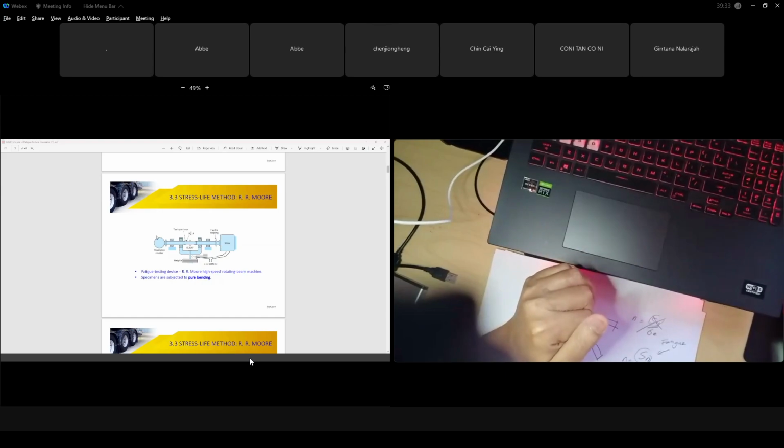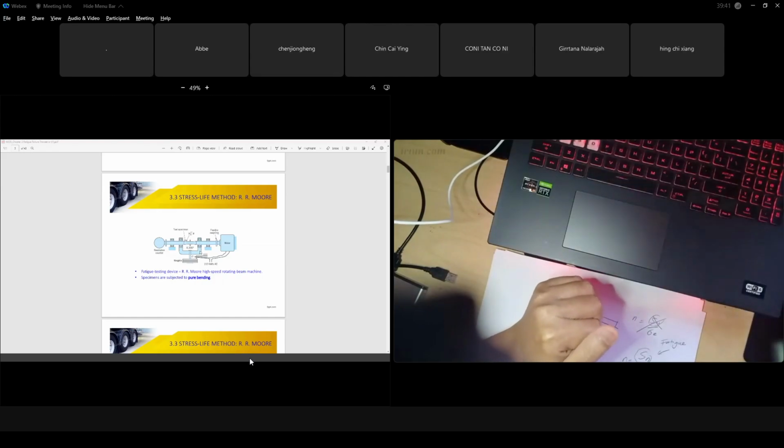And for the rotation, you will count it. They put a weight. This shaft is supported by bearings. Class, boleh clear, boleh dengar? Okay, the shaft is rotated in the bearings and is loaded by a weight.